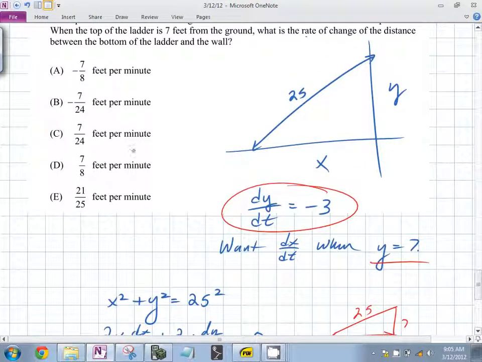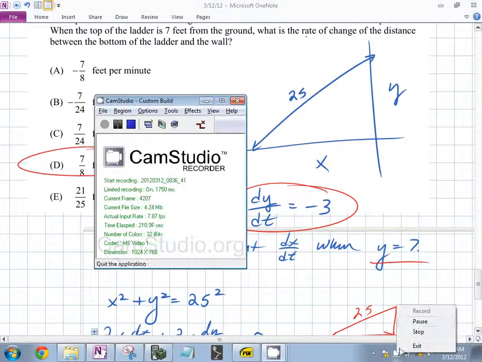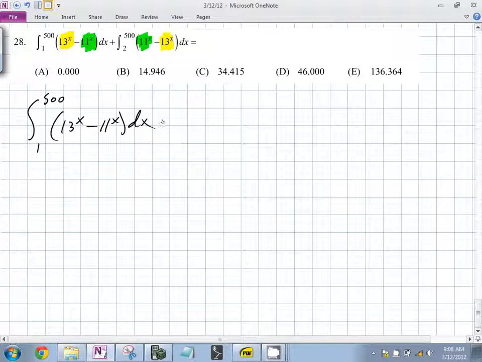Is it getting bigger or smaller? Bigger, because if y is going down, x better be getting bigger. Correct. Nice. And what are you subtracting?